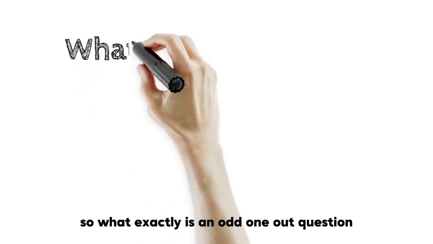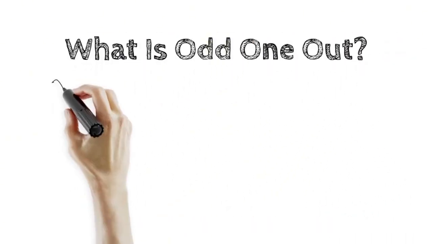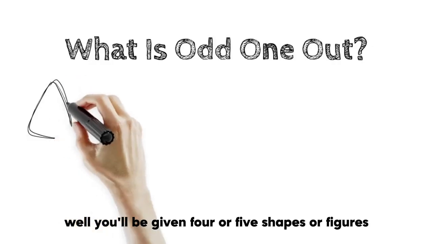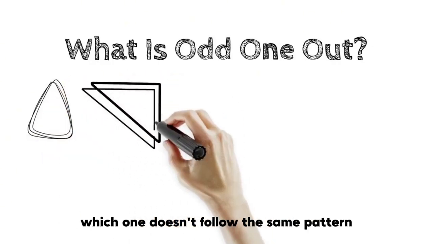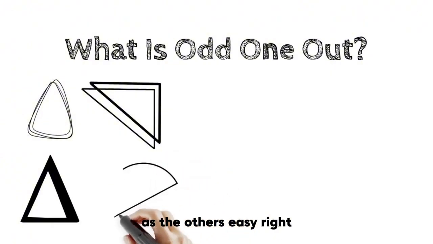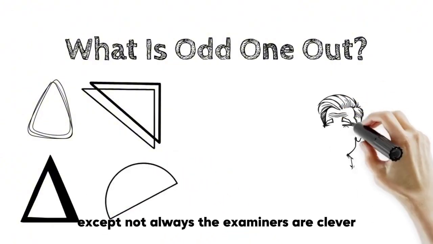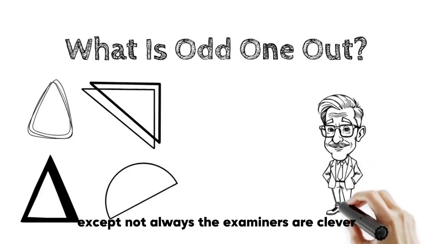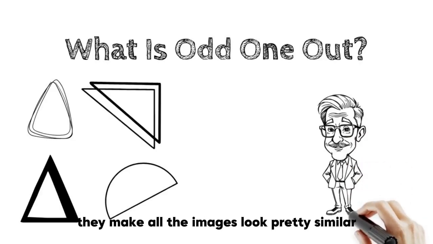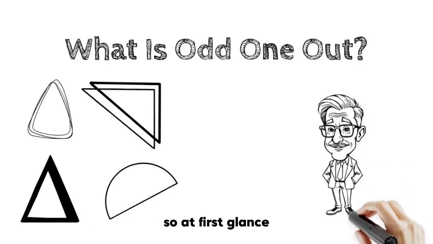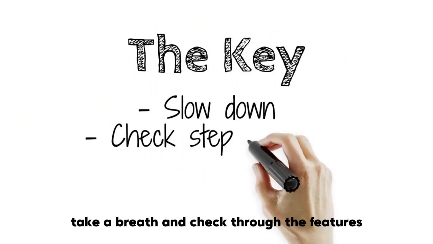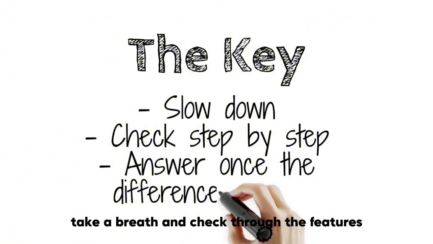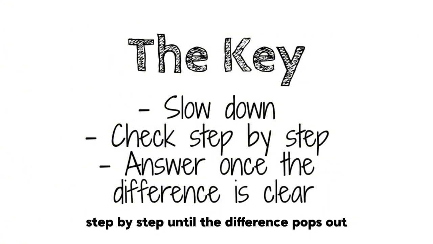So what exactly is an odd one out question? Well, you'll be given 4 or 5 shapes or figures, and your task is to decide which one doesn't follow the same pattern as the others. Easy, right? Except not always. The examiners are clever. They make all the images look pretty similar, so at first glance, it's not obvious which one is different. That's why the key is to slow down, take a breath, and check through the features step by step until the difference pops out.